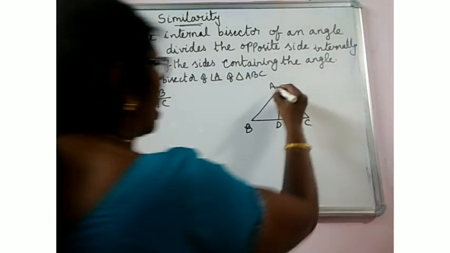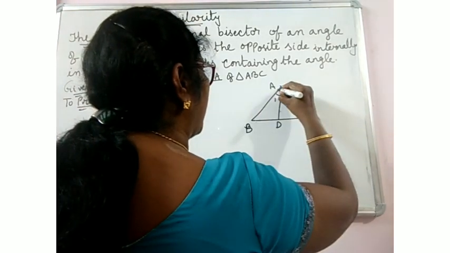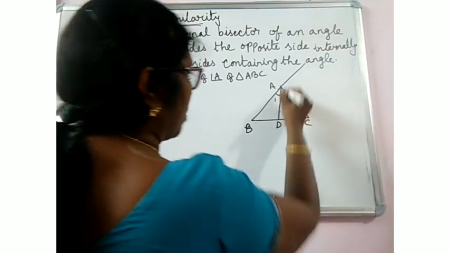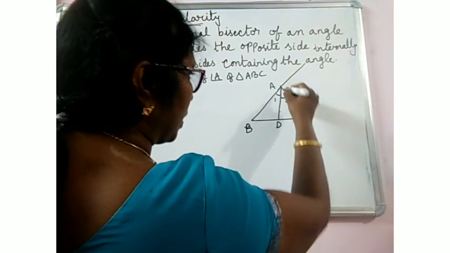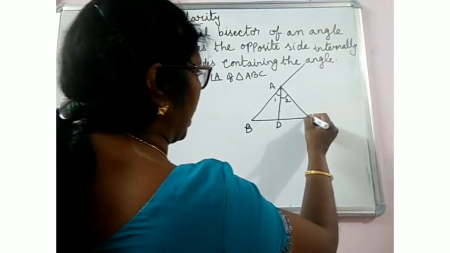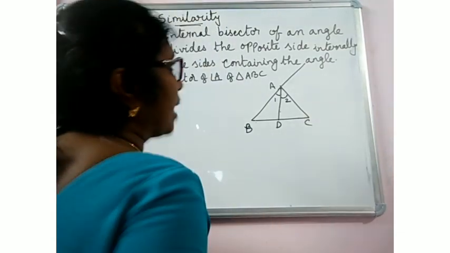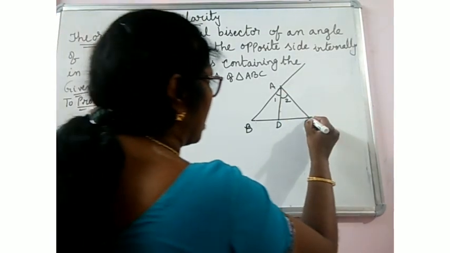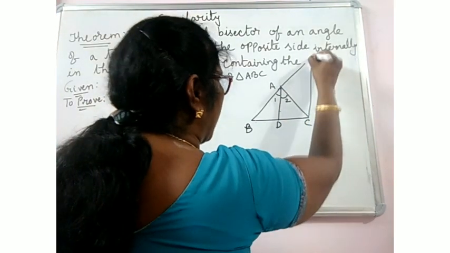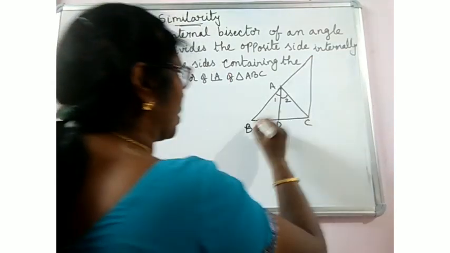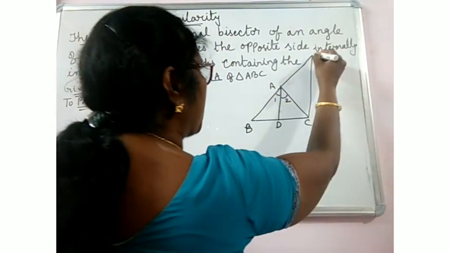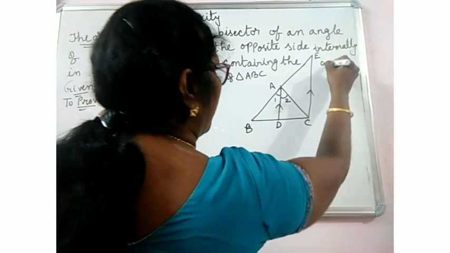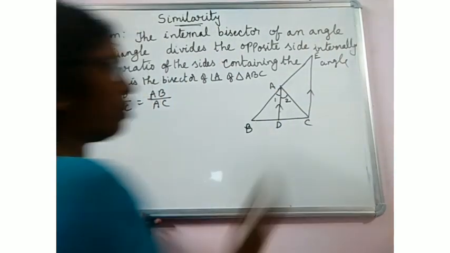For that, produce BA to E such that AD is parallel to CE. Let me draw CE parallel to AD. So produce BA to E such that AD is parallel to CE.